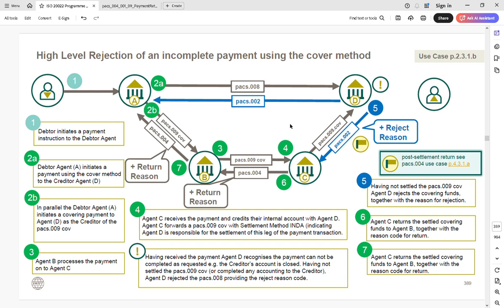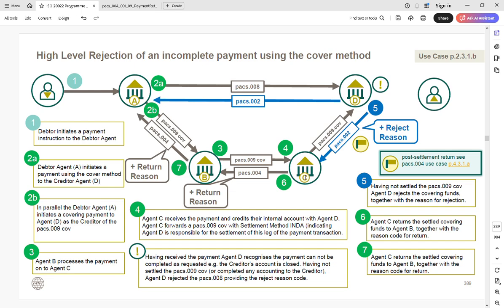Accepted at that time. The linear flow we saw yesterday, the linear one. So today we are going to see one cover method. In that, how the PACS.002 message will come into the picture, and how this typically works in the cover method. That is what we're going to see today.